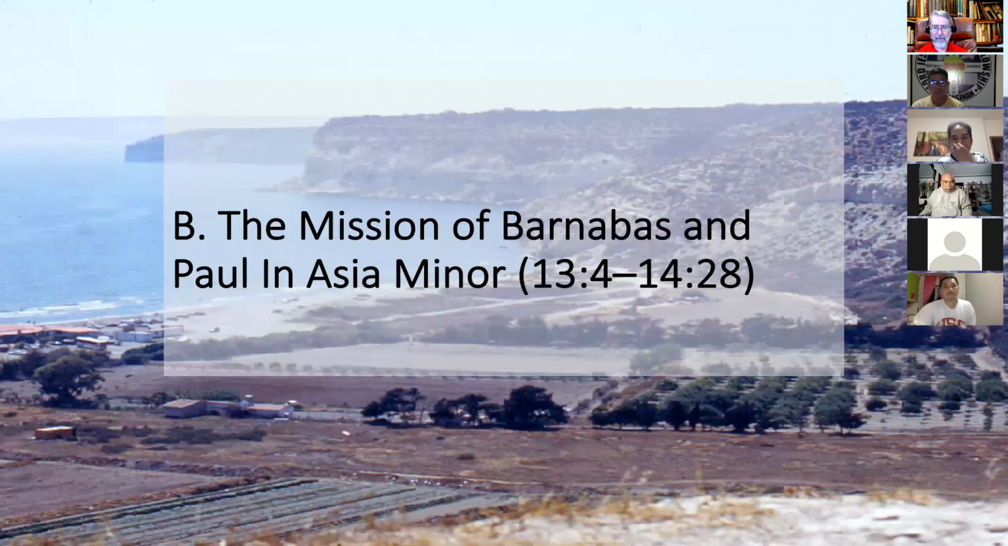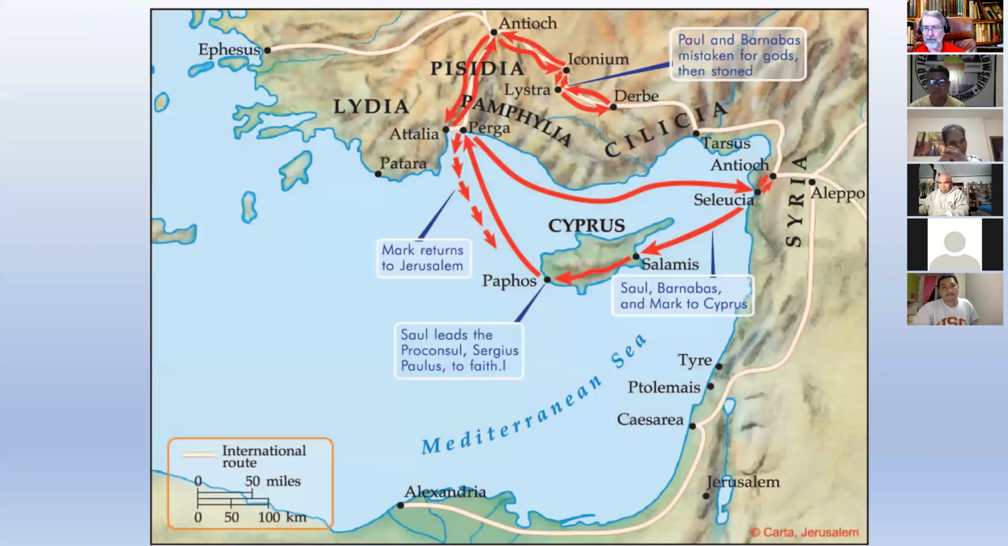Away they go. And they're going to head off into Asia Minor, by way of Cyprus. This photograph is taken on the island of Cyprus. Let me show you the map of Paul's first journey. Cyprus is this big island that tucks up into the upper right-hand corner of Eastern Mediterranean Sea.